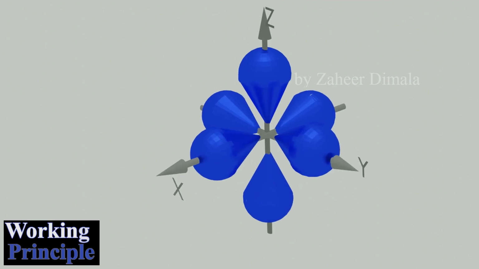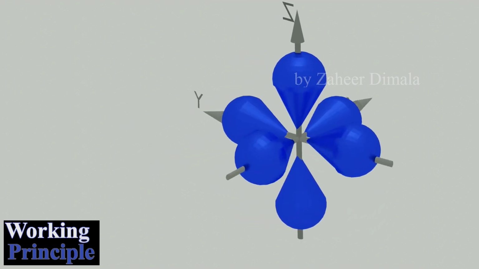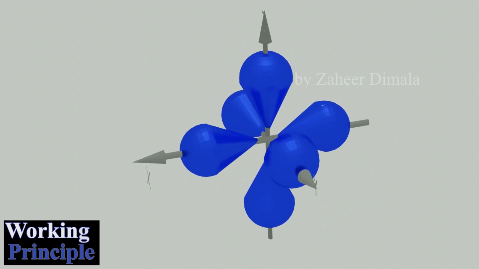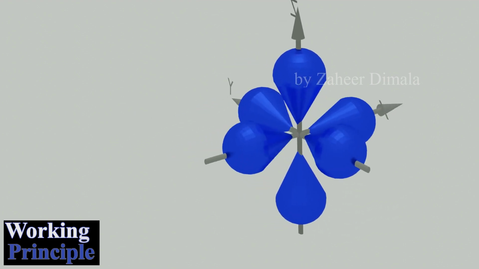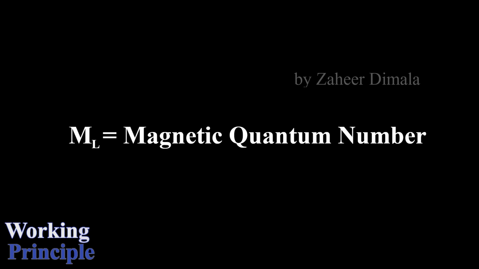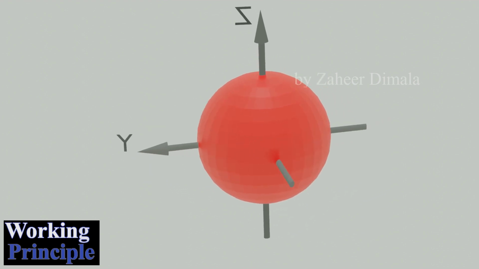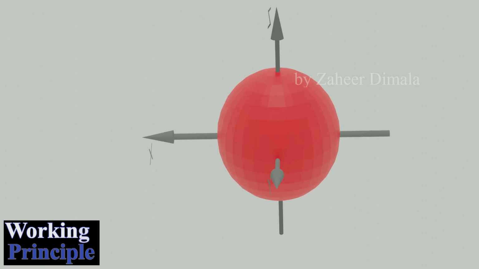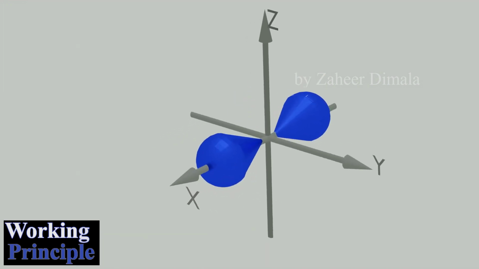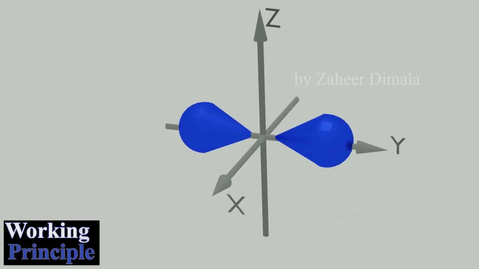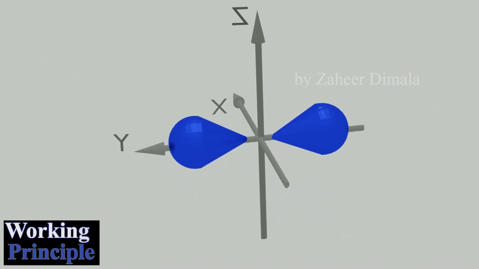These dumbbell-shaped orbitals occur in 3 dimensions along 3 different axes. We could think of these orbitals as describing an orientation of an electron's angular momentum along a given axis. So this orientation about a given axis is described by the magnetic quantum number denoted by ml. Since the s orbital has one orientation, it has one magnetic quantum number. And a p orbital has 3 magnetic quantum numbers representing the x direction, the y direction, and the z direction.